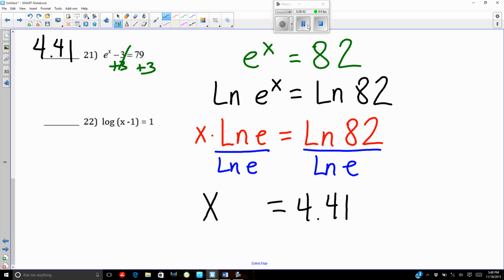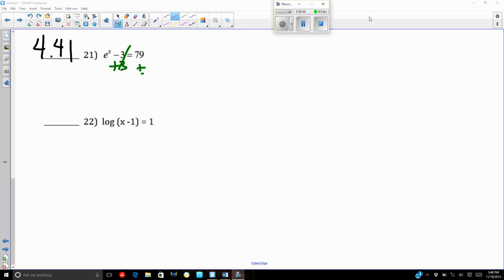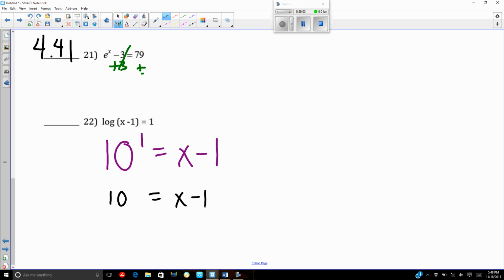And then last but not least, at least relative to the other problems, this one I think is fairly easy. It's in log form, so convert it to exponential form. Base is 10 raised to the first power equals x minus 1. So that means x is just going to equal 11 after we add 1 to both sides.